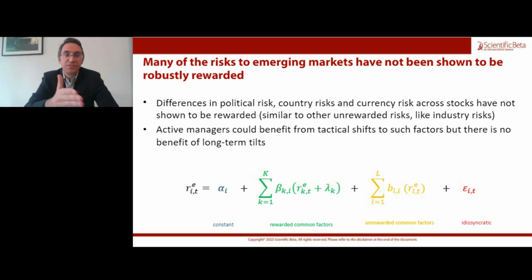So I've indicated this here with this traffic light system of these different sources of risk. You can decompose the return of, let's say, your emerging market equity portfolio into these different components. What is indicated in green is basically the exposure to these rewarded factors, things like momentum and value, times their premium. That's the return component that you're getting from these rewarded factors, and that's what you would focus on as a factor investor. You would have other exposures to unrewarded factors.